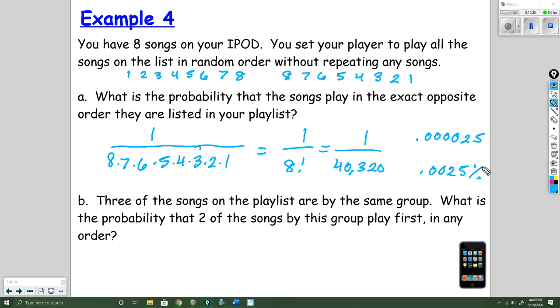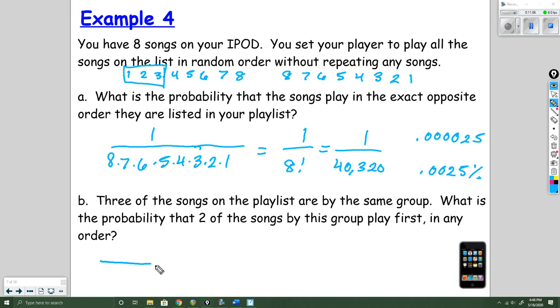In part B, it says 3 of the songs on the playlist are by the same group. What is the probability that 2 of the songs by this group play first in any order? So let's say these songs are by the same group here. We have to figure out how many different ways this event can happen, and in this case, we're only concerned about the first 2 songs that are played.